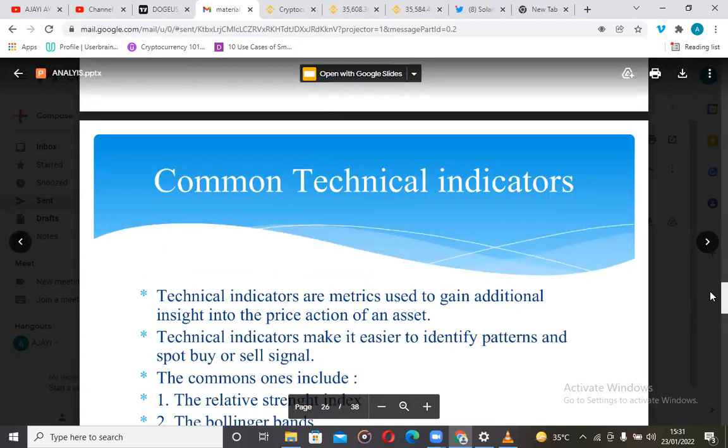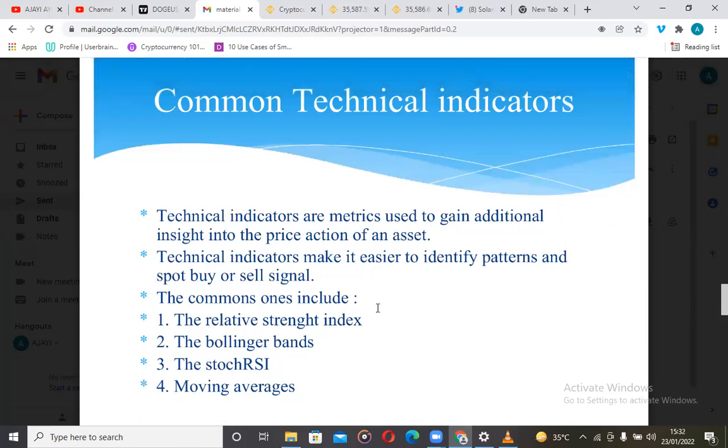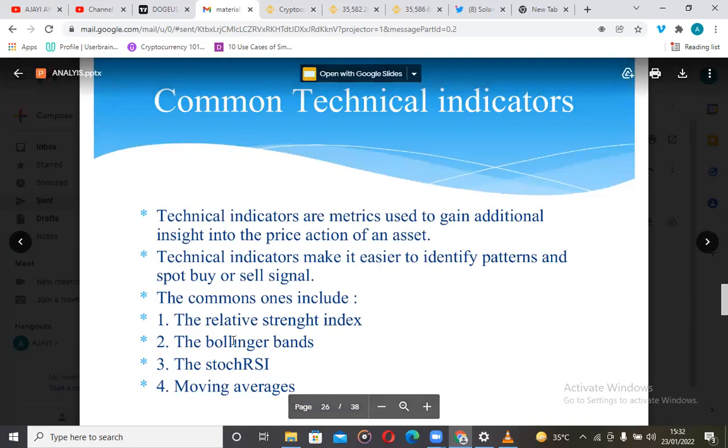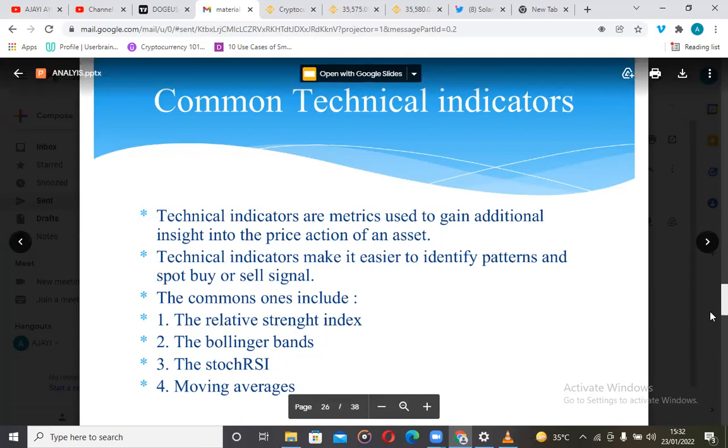Common technical indicators. There are so many technical indicators you can use, apart from support and resistance, but these are the ones I believe are very essential. They are the most common, the most used. Now, what are technical indicators? They are metrics, measurements used to gain additional insight into the price action of an asset. Technical indicators make it easier to identify patterns and spot buy or sell signals. The common ones we're talking about here are the Relative Strength Index, which is very good, Bollinger Bands, Stoch RSI, and moving averages. Let's continue.